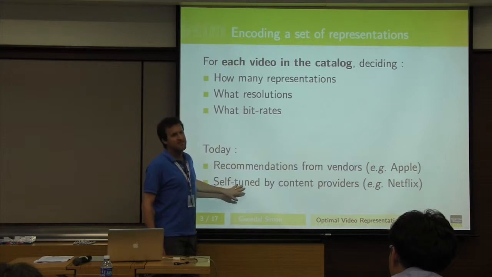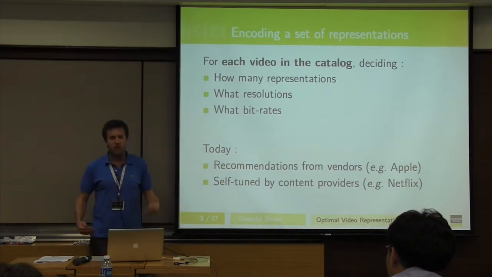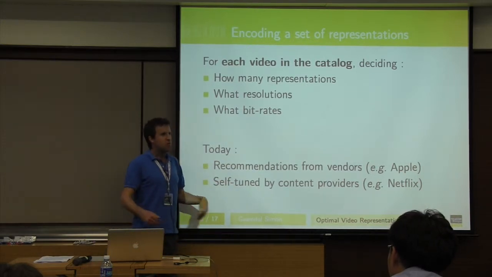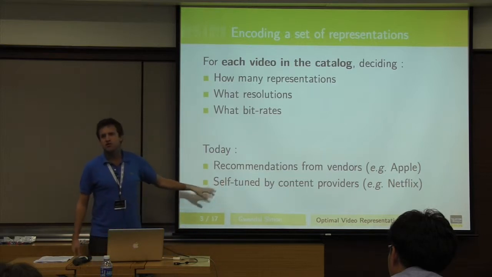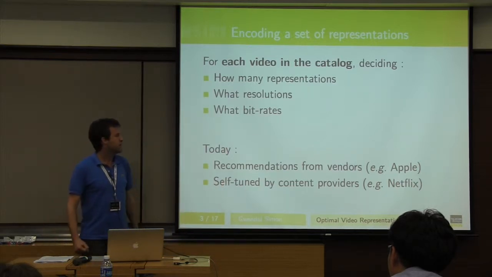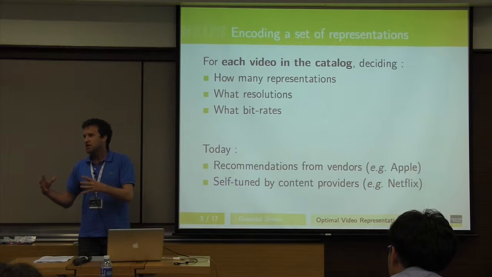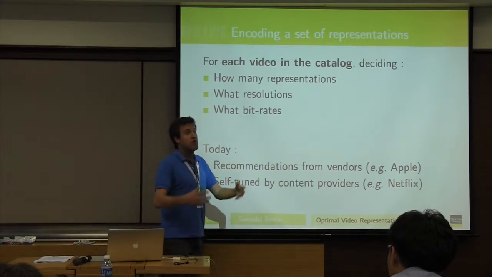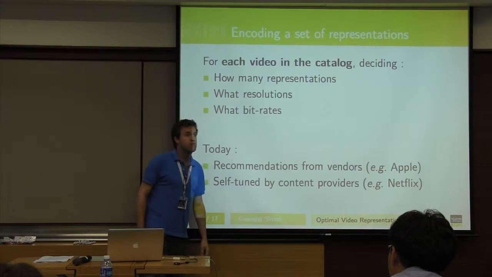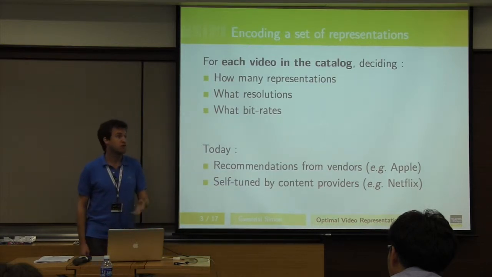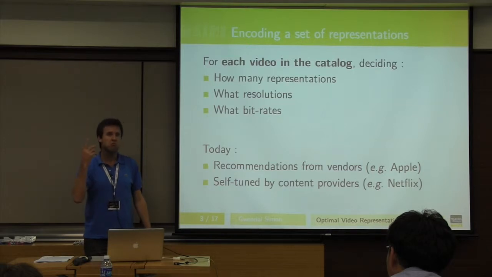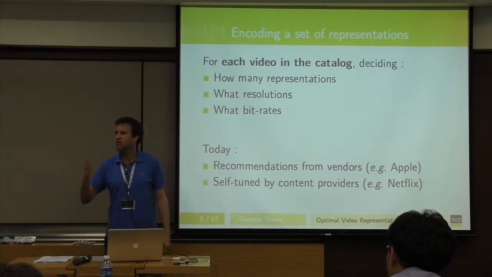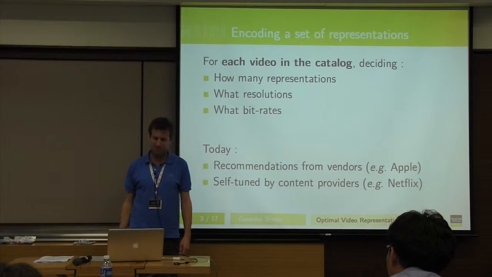Some other guys are a little bit more proactive in the area, and they try to define their own set of representations and coding parameters. Typically, Netflix has its own approach, but when we asked the TV broadcasters in France, they said, we do it a little bit like, yeah, why not 500 kilobits per second?